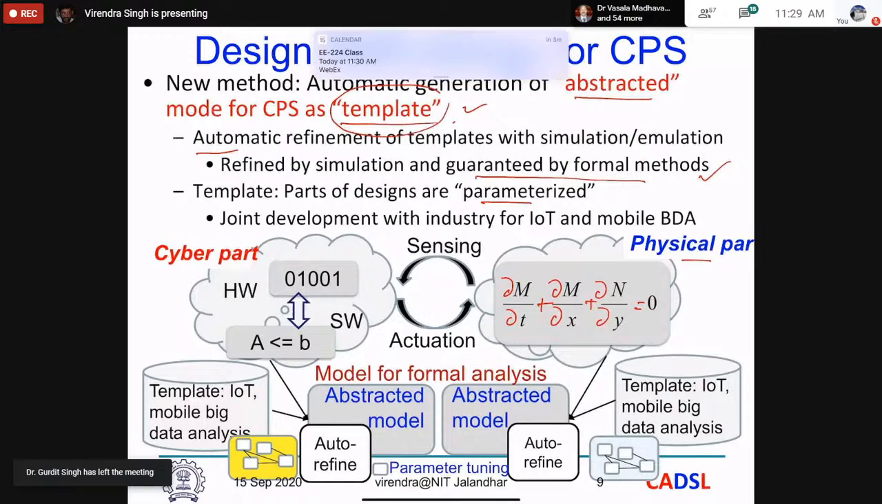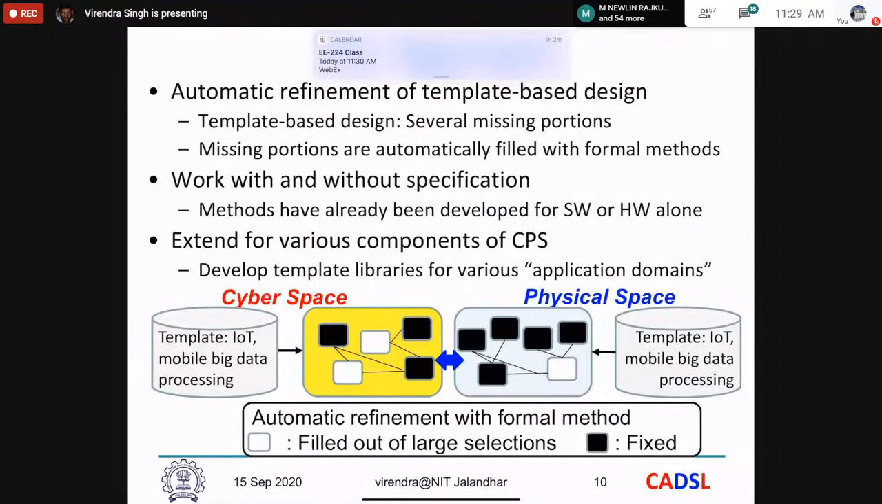So what we do here is we make some templates for the cyber part, and we make some templates for the physical part, because for the physical part again you have to solve these equations, right? To solve these equations, maybe the differential equation has to be converted into a difference equation, and then that has to be solved. So now you abstract this model, and then this model has to be refined by doing parameter tuning. So how do you do that? I'll come to that part soon.